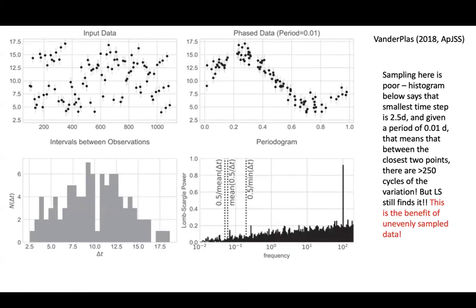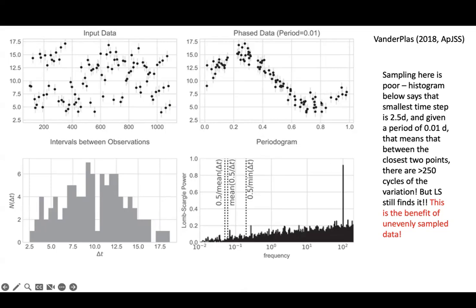Okay, here's something more complicated. This is brightness as a function of, in this case, time. Now, the sampling here is very poor. The histogram here shows the time steps between observations. The smallest time step is 2.5 days. The longest time step is 17.5 days. But look, here's the Lomb-Scargle power as a function of frequency.